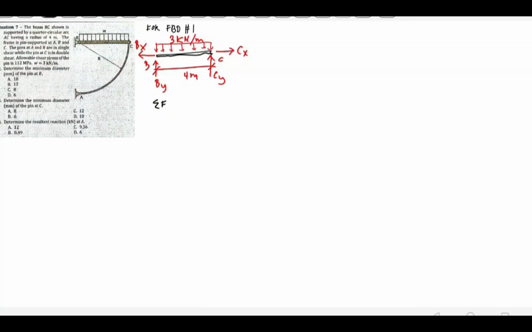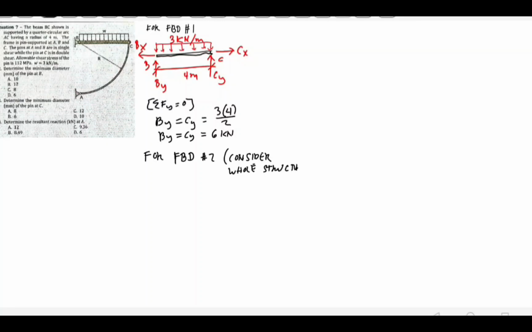By summation of force Y equals 0, since the load is symmetric throughout the span, the vertical reactions BY and CY are equal. The resultant of the 3 kN per meter uniform load times 4, divided by 2, gives 6 kilonewtons, since the arc is a quarter circle, so the length of member BC is also 4 meters. For our free body diagram 2, we consider the whole structure.